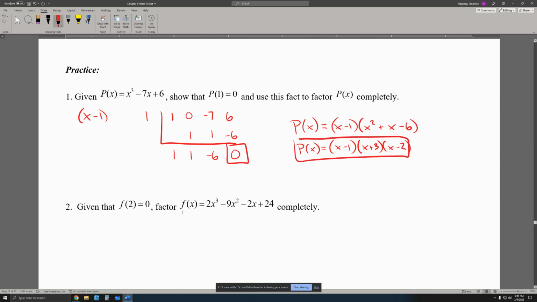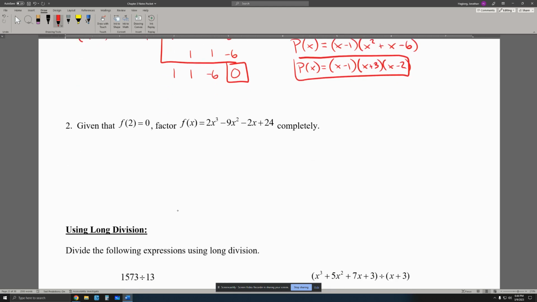All right, let's try another. Given that f of 2 equals 0, factor f of x completely. Okay, so again, f of 2 equals 0 tells us that x minus 2 is a factor of f. So we're going to set up our synthetic division. We have 2 as our divisor. So we have coefficients 2, negative 9, negative 2, and 24. So we start by bringing down 2.